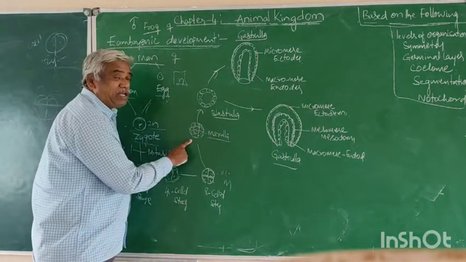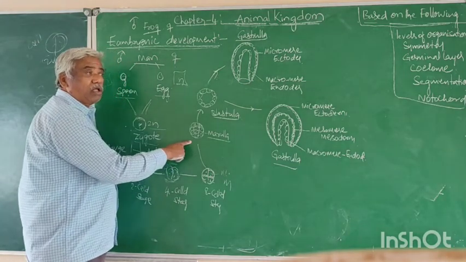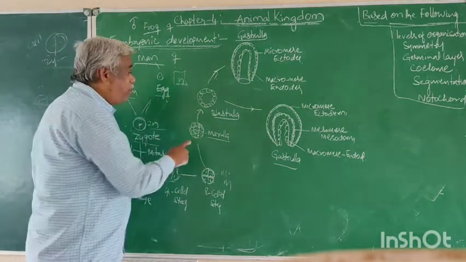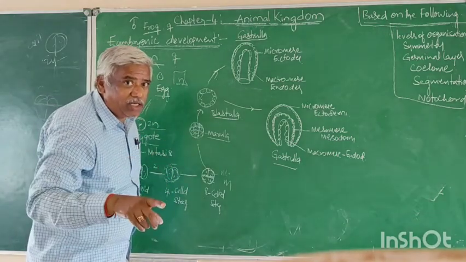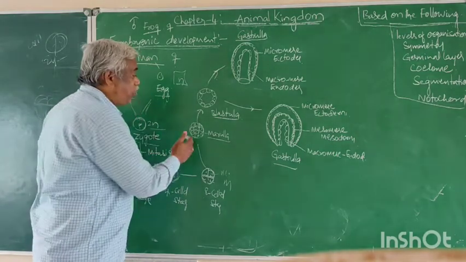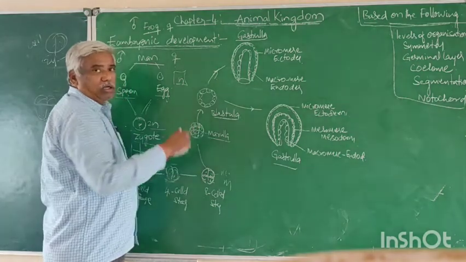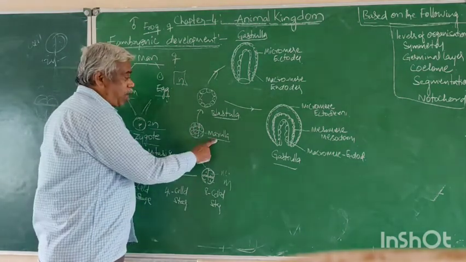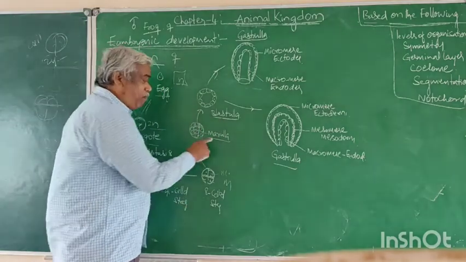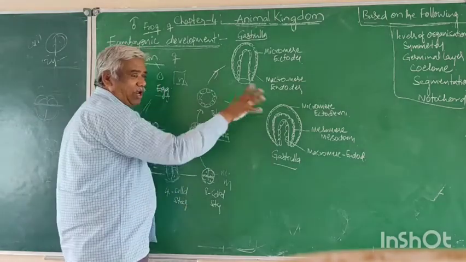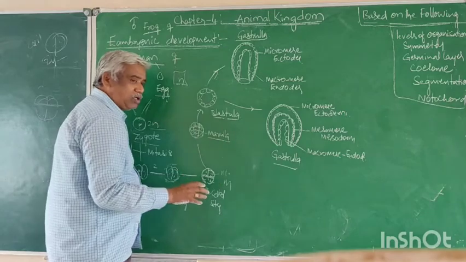Now this is multicellular. What is the shape? Ball. The multicellular ball-like embryo is called morula. The next stage is called blastula.